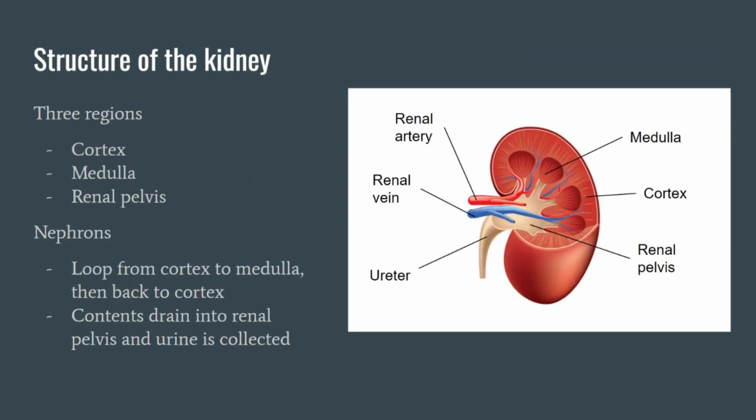There are three sections of the kidney: the cortex, which is the outermost region, the medulla, which is the inner section of the kidney, and the renal pelvis, which links the kidney to the ureter. Within each kidney, there are almost a million tiny structures called nephrons. They begin in the cortex, loop down into the medulla, and back up to the cortex. The contents of the nephrons will drain into the renal pelvis, and eventually the urine that's collected flows into the ureter, which flows into the bladder for storage.